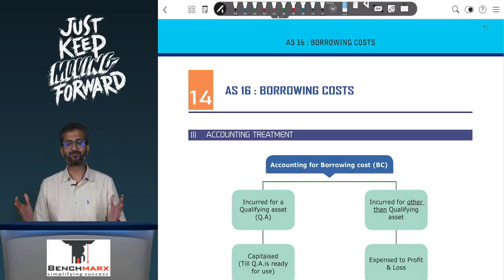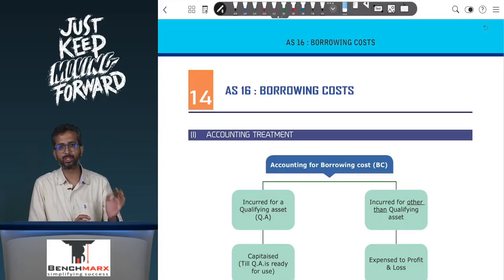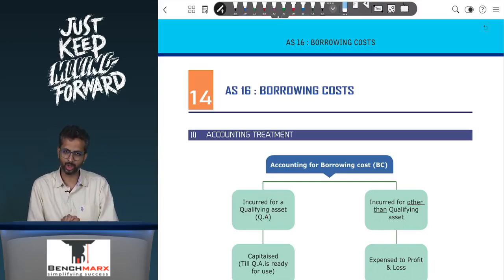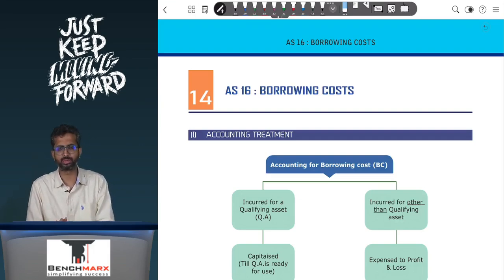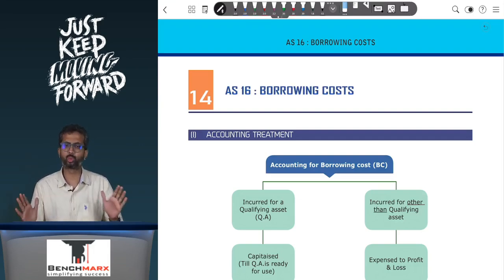Hello everyone and welcome to this session where we will be discussing the all important AS16, which is on borrowing cost. This is an important standard where you get questions directly from this standard, as well as it comes along with AS10 PP in some cases for certain adjustments. So it's a little complicated, so we'll do that properly along with the questions as well.